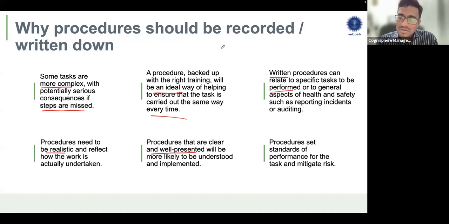So in short, you think about a safe system of work as a safe procedure. You carry out a risk assessment, and then following the risk assessment, you prepare a safe procedure. Like I said, your risk assessment will identify the risk and the controls, but your procedure will tell you how to carry out that particular task by using those controls, so that the work is done safely.